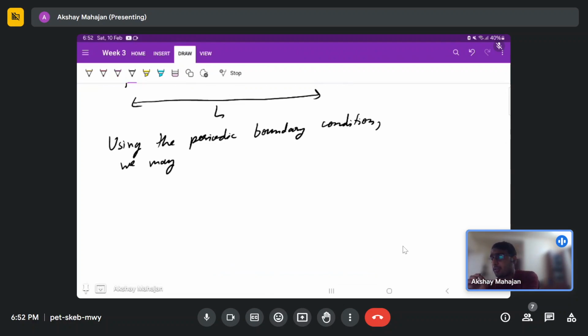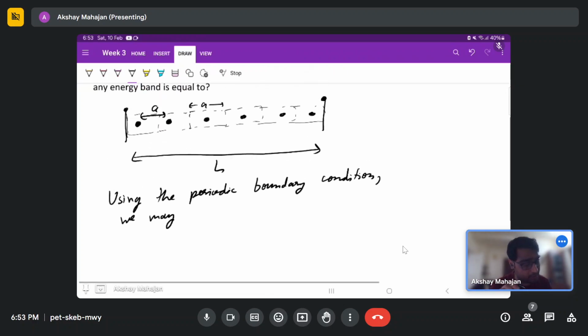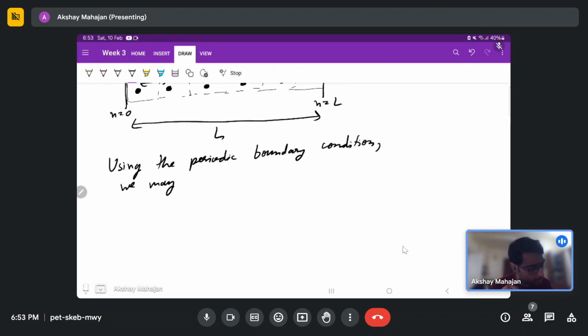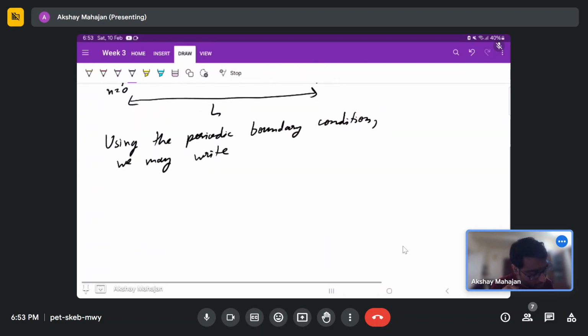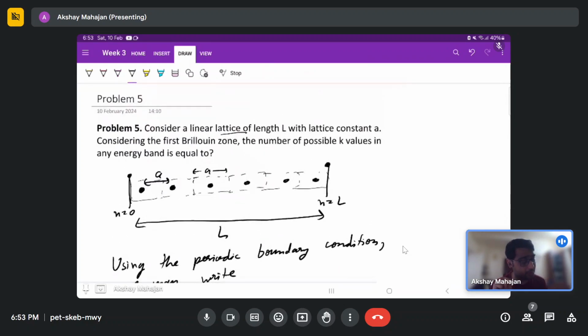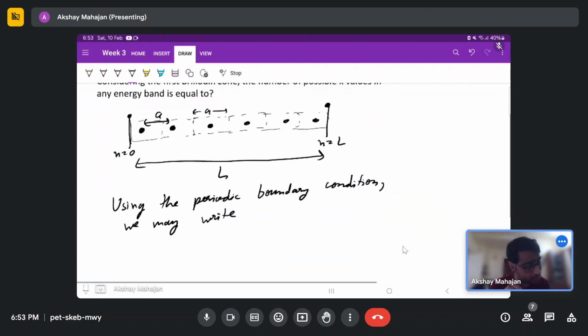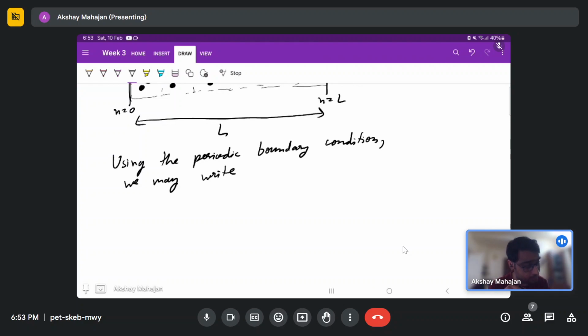So the wave function at x equals 0 and at x equals L is going to be the same. Because this is just a lattice of length L, we can repeat this whole lattice infinitely if we want an infinite solid. So they will be similar at x equals 0 and x equals L. Using the periodic boundary condition, we may write psi of x plus L is equal to psi of x.